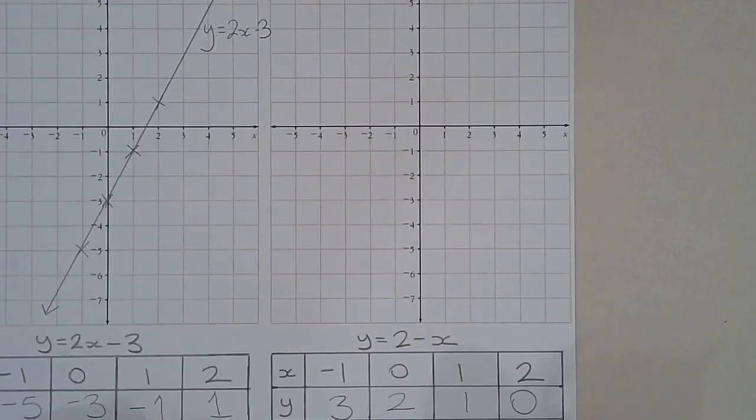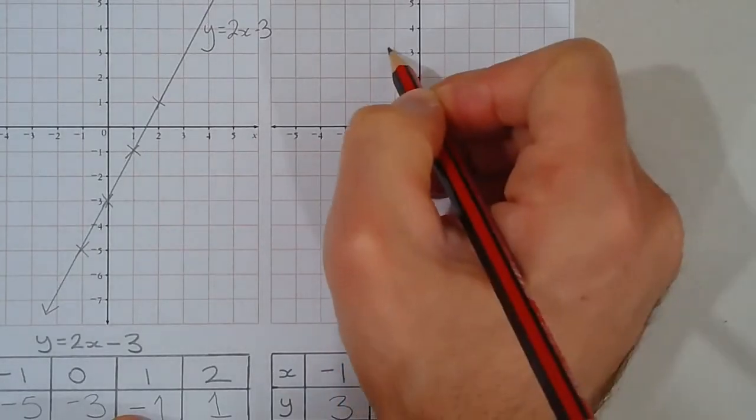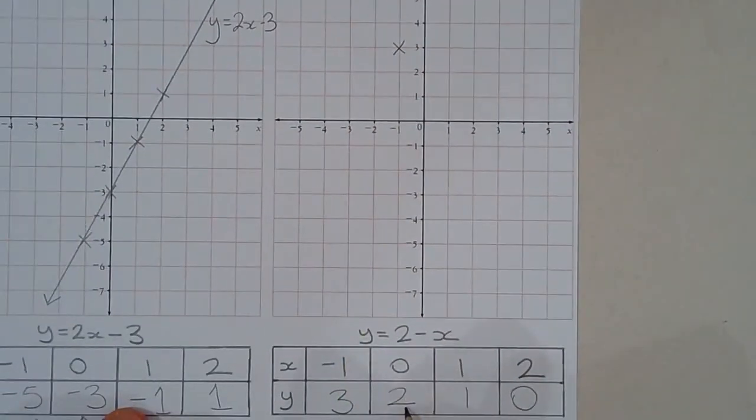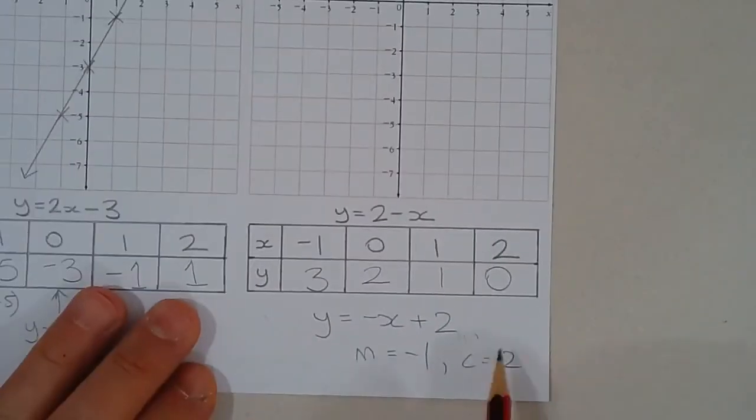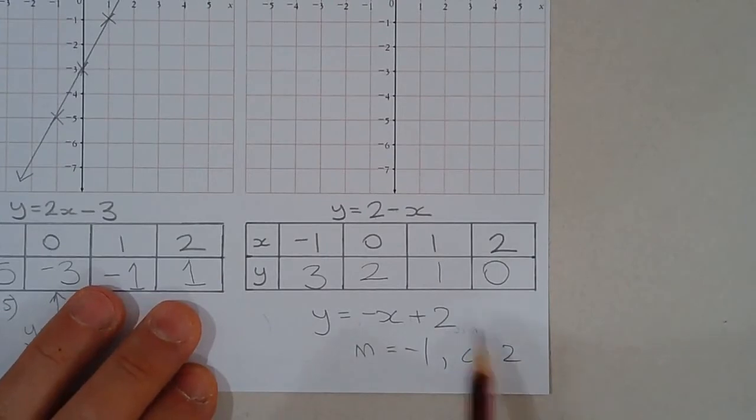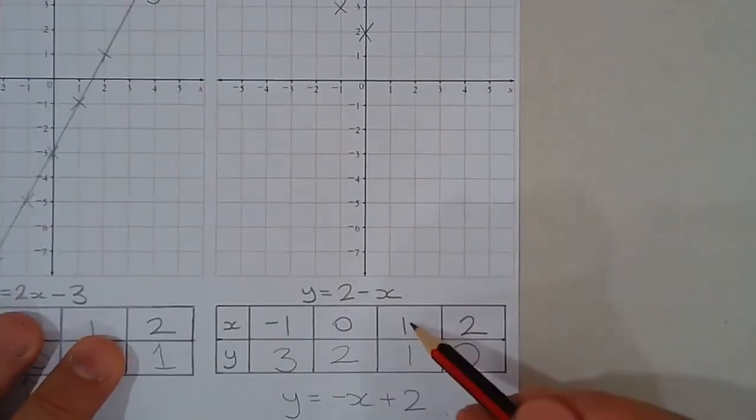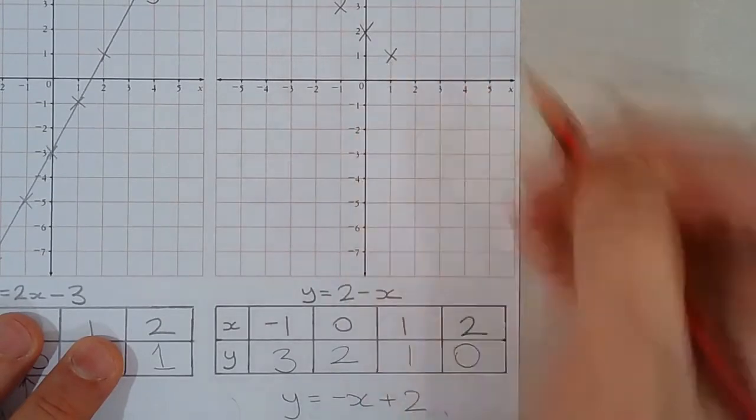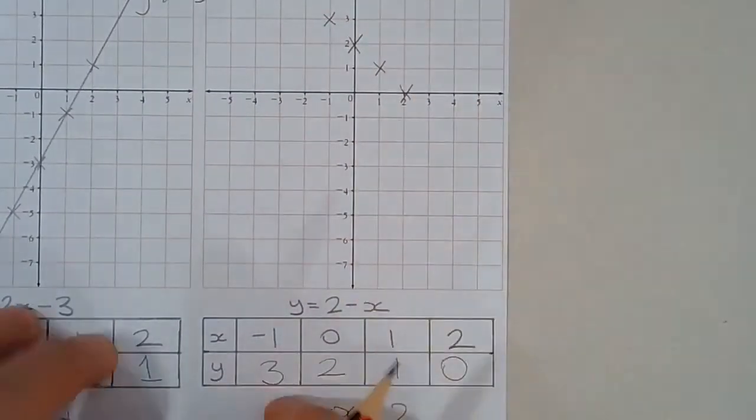Right, let's plot some points. Negative 1, 3. 0, 2. And that makes sense from the y-intercept that we've determined when we rearrange the equation into the form y equals mx plus c. Okay, let's keep going. 1, 1. So that's here. And 2, 0. And that's there.